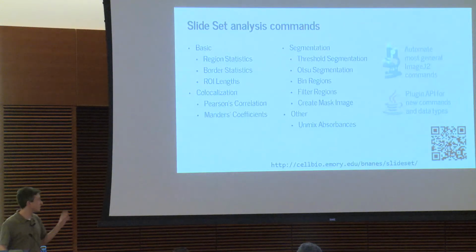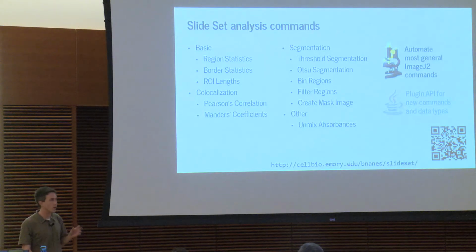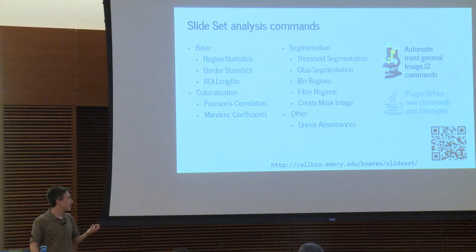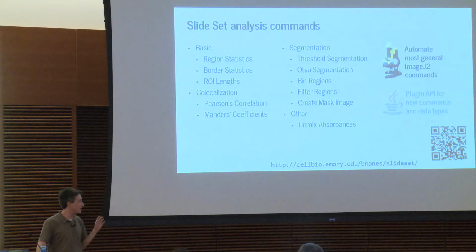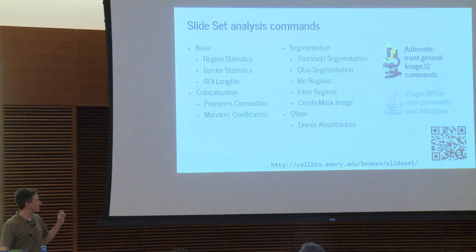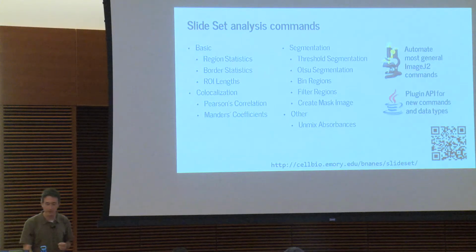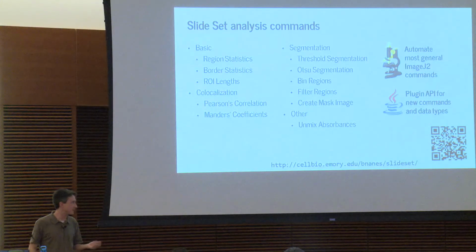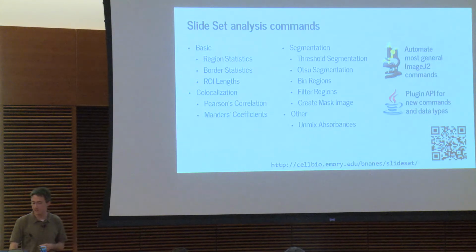So SlideSet has some built-in analysis commands, but it's designed to be able to work with any plugin using the ImageJ2 API. It's the benefit of the parameterized interface. And the only difference is it just has to be able to handle the data type and draw it either from a table cell or from a file. But if that's not built into SlideSet, SlideSet can be extended to handle new data types.